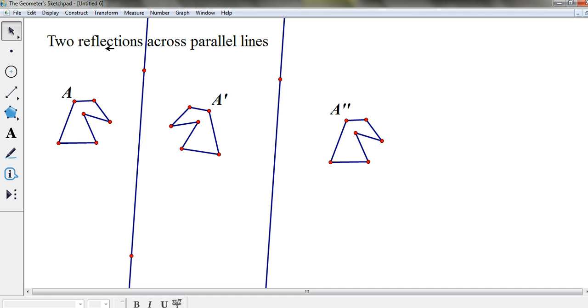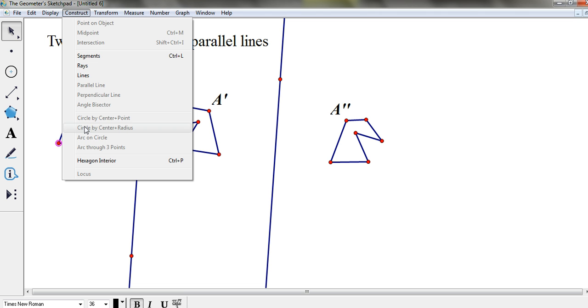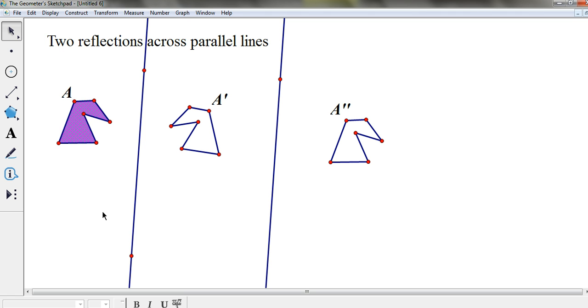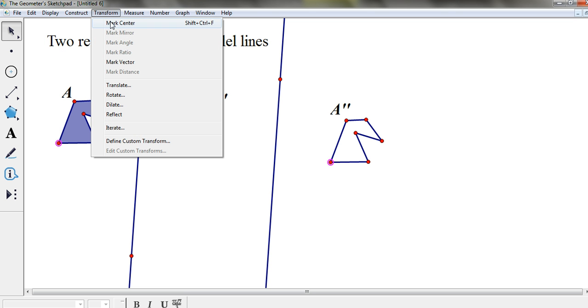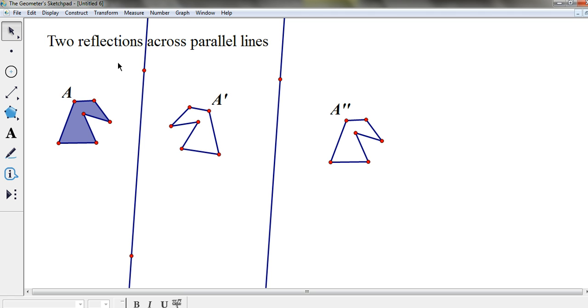Another way to do it is to actually do a translation. So what I'm going to do is fill in the original figure. And again, how to do this is not as important as the conclusion we come to. Okay, there's my original figure. It's all filled in. Now I'm going to tell it that I want to translate it from here to here. The way I have to tell it is by giving a direction and a distance. So I'm going to say this is my translation vector.